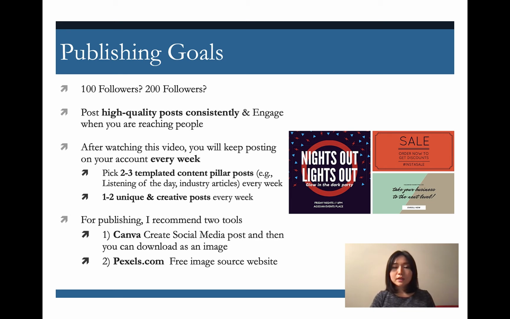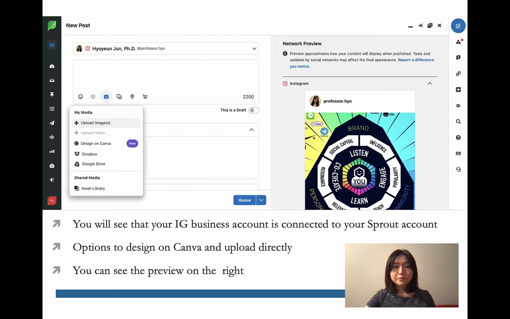So Canva is where you can design, like the examples you can see on the right here. Nights out, lights out. So it's very visually pleasing to see this kind of messaging, right? So you can create social media post, then you can also download it as an image, and then you can directly use Canva on Sprout as well. And pexels.com is where you can source the free stock images.